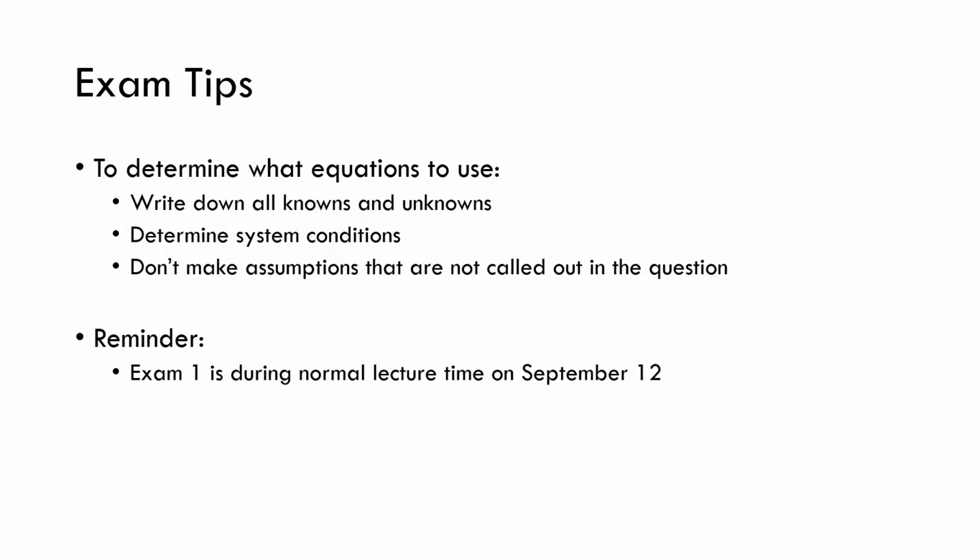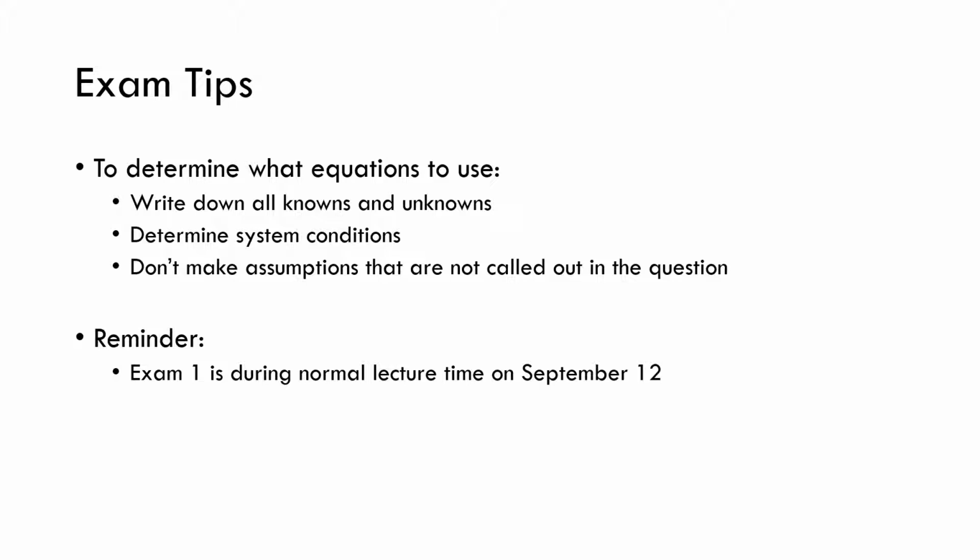Overall, for the exam, I've been getting a lot of questions about how you should go about doing stuff. And really what you should do is write down all knowns and unknowns like I did in the previous questions. It really helps solidify things and helps you figure out what you need to do. Then you need to determine your system conditions. Like we did in the 6.2 question, it's an isothermal system, which means that delta U is equal to 0. So you really need to know what those system conditions are.